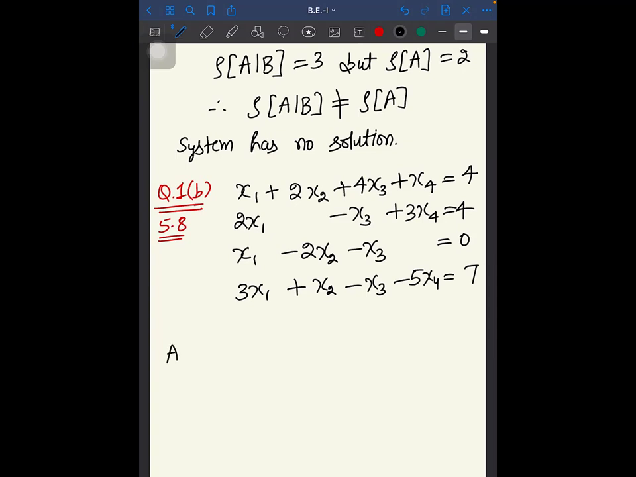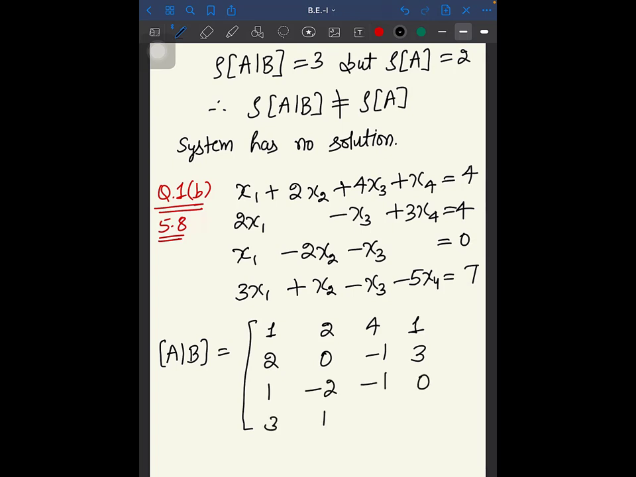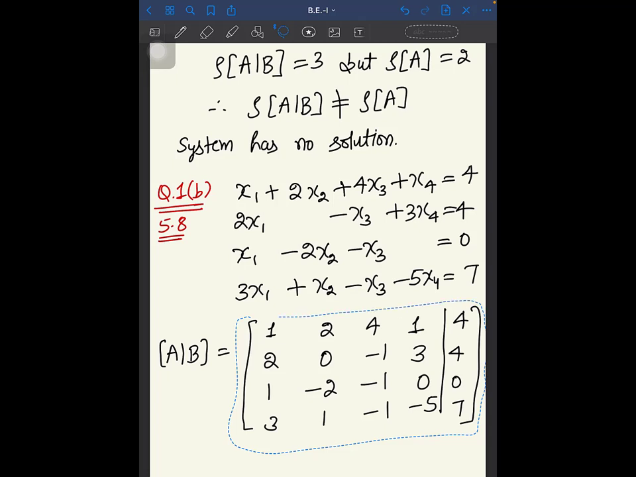So first of all, we'll write the augmented matrix for this system, which will be 1, 2, 4, 1, 2, 0, minus 1, 3, 1, minus 2, minus 1, 0, 3, 1, minus 1, minus 5. And here we shall write the vector B: 4, 4, 0, 7. And now we shall take this matrix to the next page.